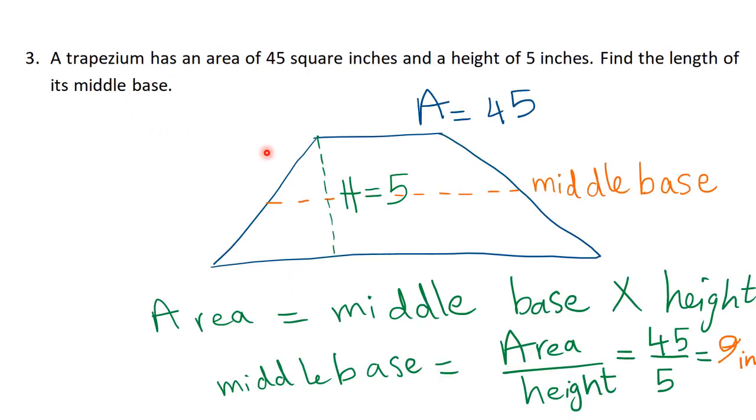Okay, in question 3, a trapezium has an area of 45 square inches and a height of 5 inches. Find the length of its middle base. We know that there are two rules for the trapezium. The first rule is the area of the trapezium equals middle base times height. So we already have the area and we already have the height, so now we can get the middle base. The middle base will be the area of the trapezium over the height. So it is equal to 45 over 5, which is equal to 9 inches.